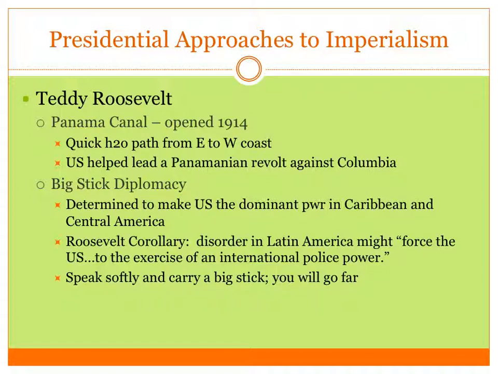So Roosevelt comes in. He wants this quick water path from the east to west coast. There was some unrest in Panama against the Colombians. So America supported a Panamanian revolution. Now, they didn't actually fight. They just put their muscle behind it. They said we would support it if it happened. In exchange, America was granted the canal zone.